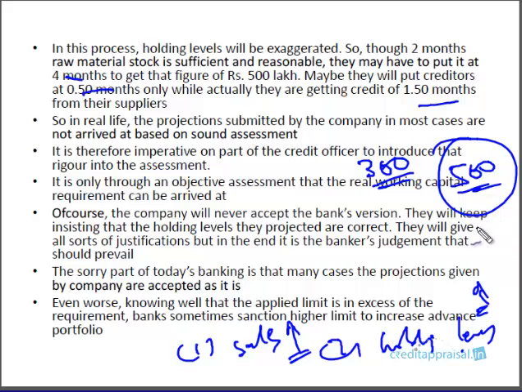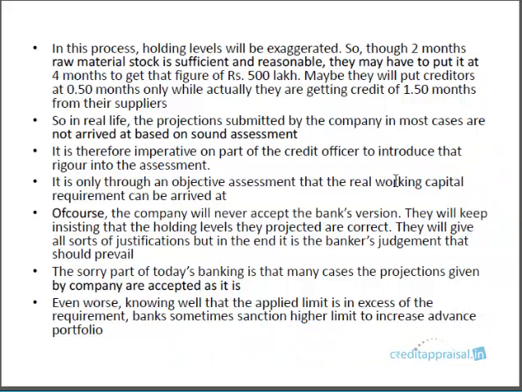Somehow they will twist the figures, the holding levels and sales, and ultimately arrive at whatever their owner has told them to apply. Somehow they're going to get them. So as a credit officer, you should never accept the company's version. Don't blindly take the CMA data of the company and start processing the proposal. You have to question them.